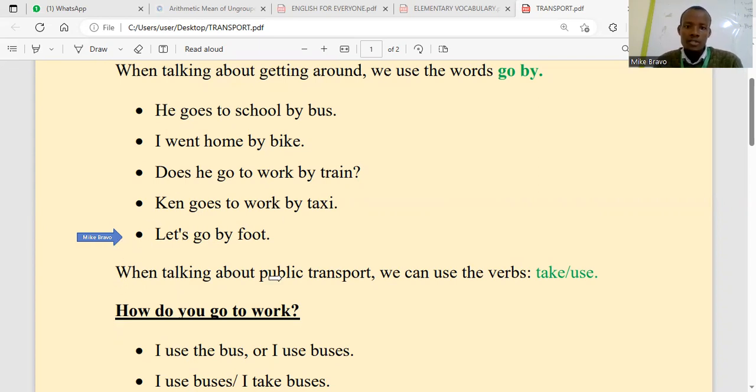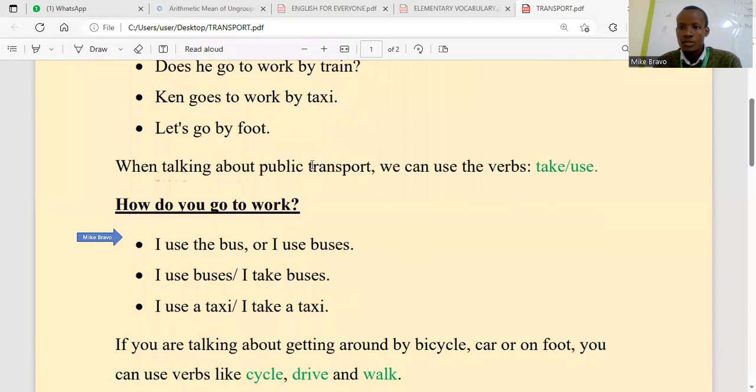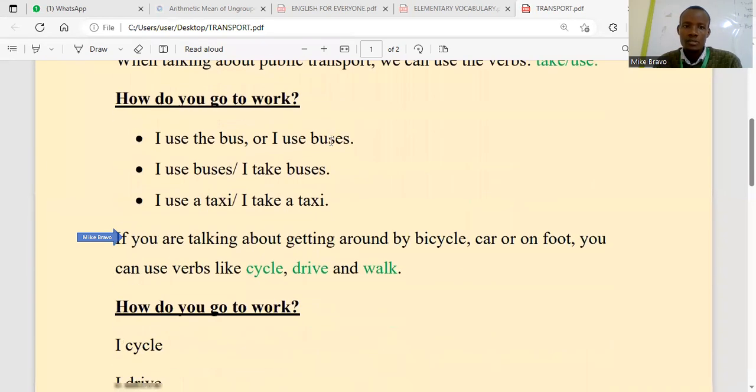Now, when talking about public transport, we can use the verbs take or use. So like the sentences we have here, first of all, we have this question here, which says, how do you go to work? Then the statements here, you can use any of these statements. I use the bus or I use buses.